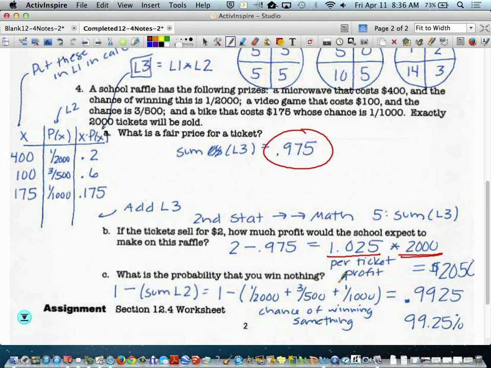What is the probability that you win nothing? So what you can do is just add up the chances that you win something. So right here, those are the chances that I win something, these three numbers, and you say 1 minus whatever their sum is. And so I have about a 99.25% chance of winning nothing.